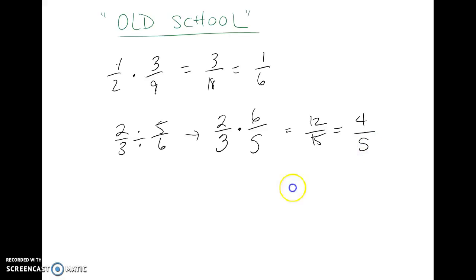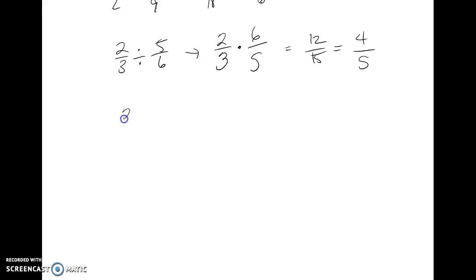Okay, what about adding and subtracting fractions? This is usually where things fall apart quickly. All right, when you are adding or subtracting fractions, your first step is a common denominator. So you want to look down here and find a number that both of those go into. Well, what do 3 and 6 both go into? Well, they both go into 6. So the common denominator is going to be 6.